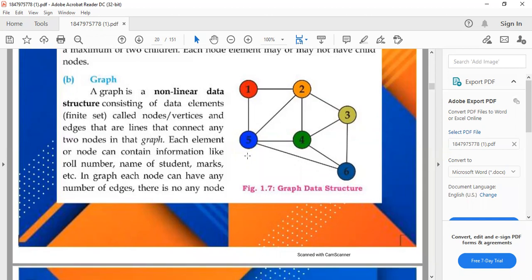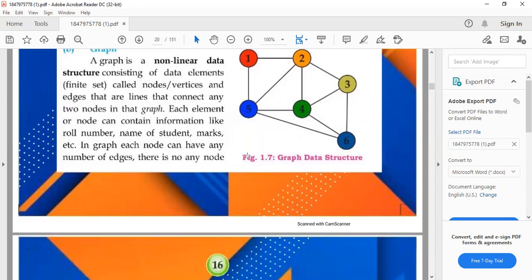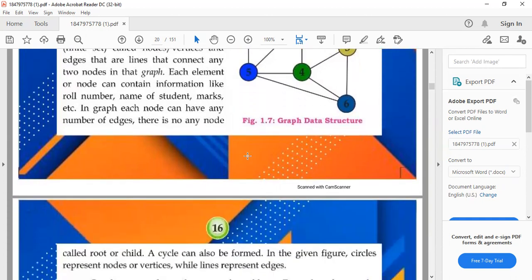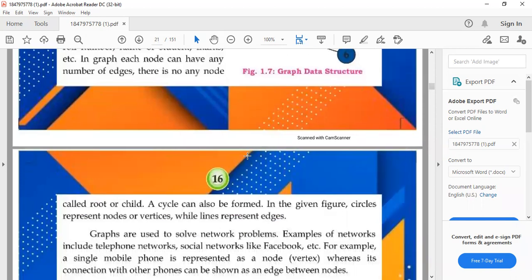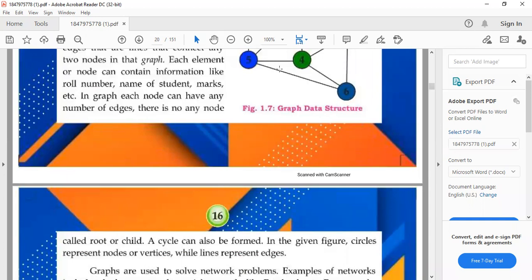In a graph, each node can have any number of edges. There is no node called root or child, as there was a root and a child in the first one, the tree. A cycle can also be performed. In the given figure, circles represent nodes or vertices while lines represent the edges. As you can see, these lines represent the edges, and these circles represent the nodes or the vertices.